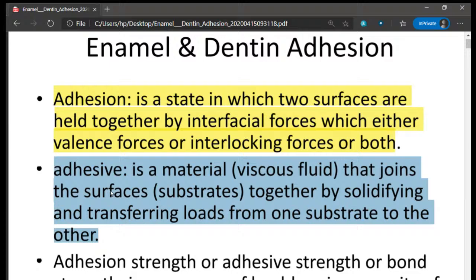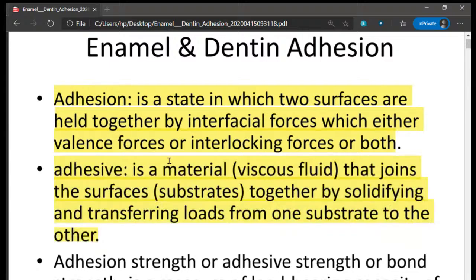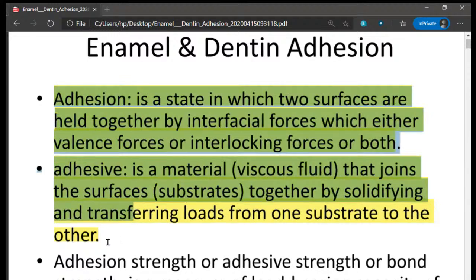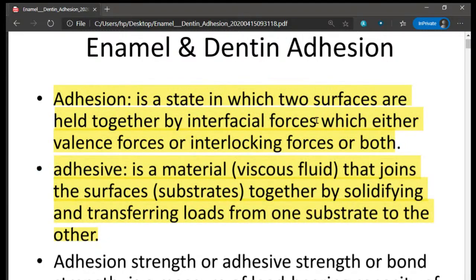Let's highlight this one first. And let's read the definition of both forces. Adhesion is a state in which two surfaces are held together by interfacial forces, which either valence forces or interlocking forces or both. Adhesive is a material, viscous fluid, that joins the surfaces, substrates, together by solidifying and transferring loads from one substrate to the other.